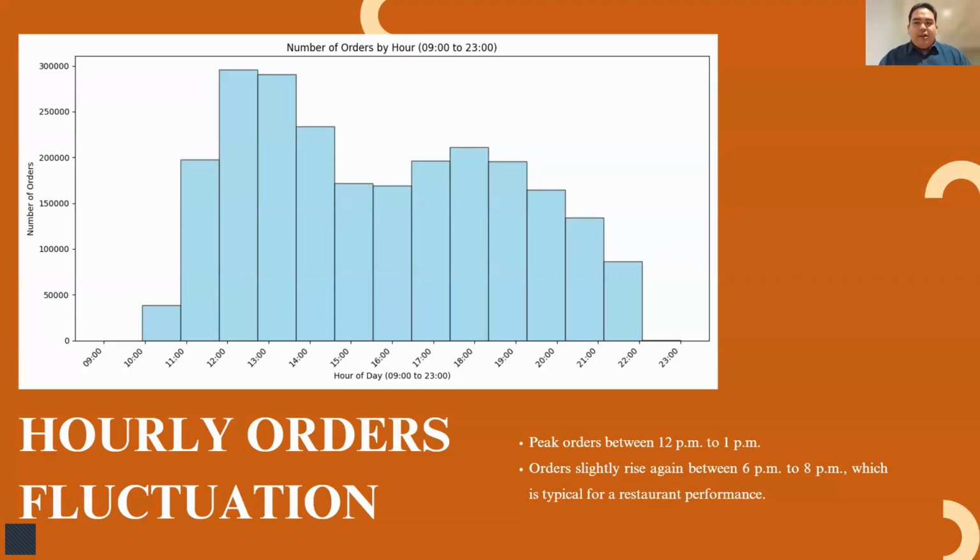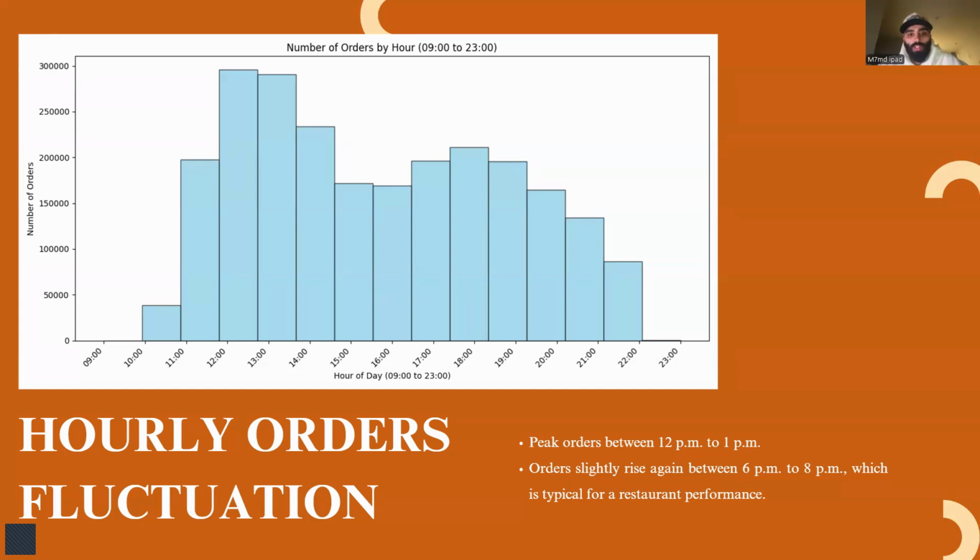Okay, thank you, Harsh. Based on the hypothesis mentioned earlier, now we take a look at the histograms to see the hourly order fluctuations. It shows that the peak orders happen between 12 and 1 p.m., and orders slightly rise again between 6 and 8 p.m., which is typical for restaurants' performance. Now I'll pass it over to Najar.